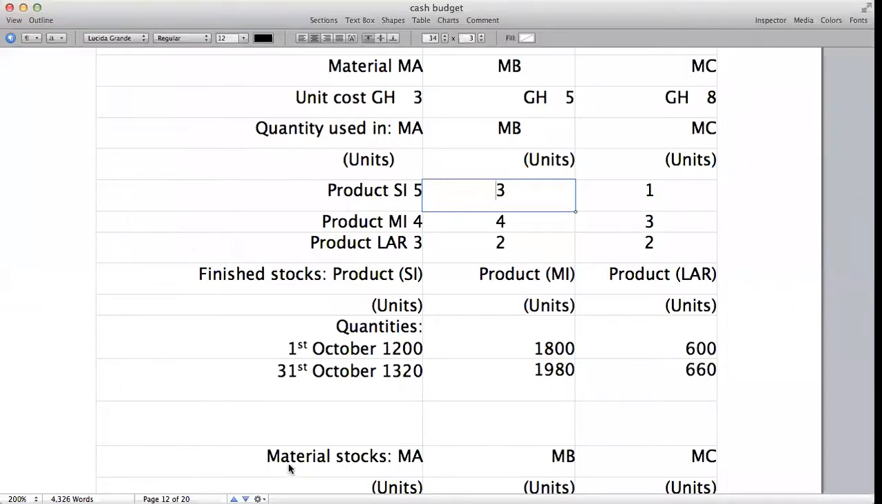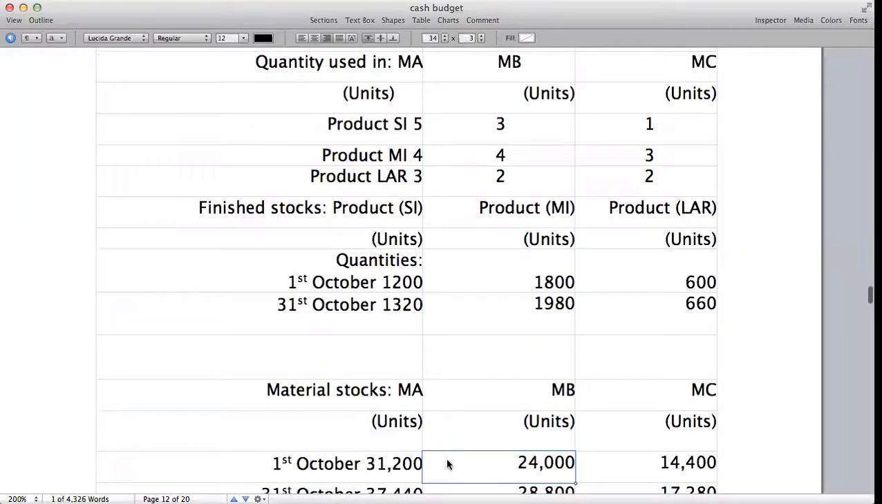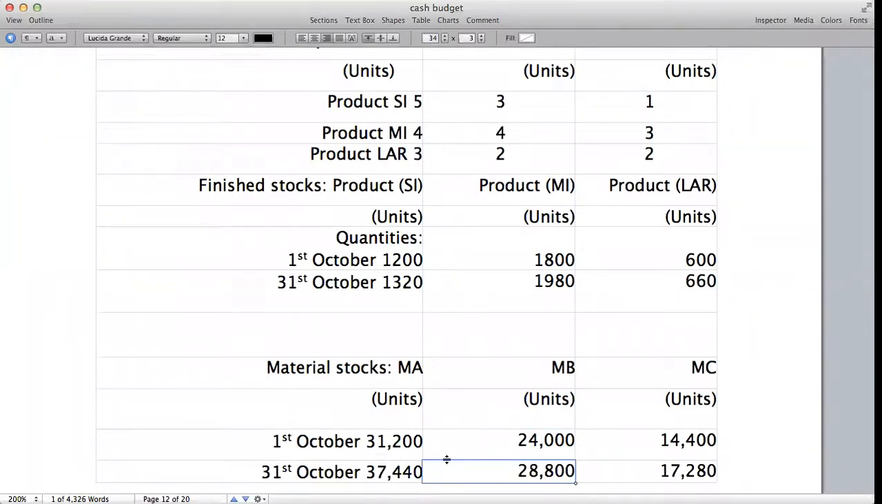So good. So material stocks. Have you seen it there? Good. Material stocks. MA is there. So let's go down and see if they can give us the open. So open balance for MA is 31,200. So MA will be 31,200. Good. That of MB is 24,000. That's good. And that of MC is what? 14,400. Good.